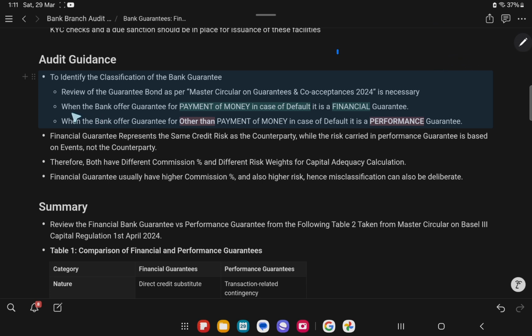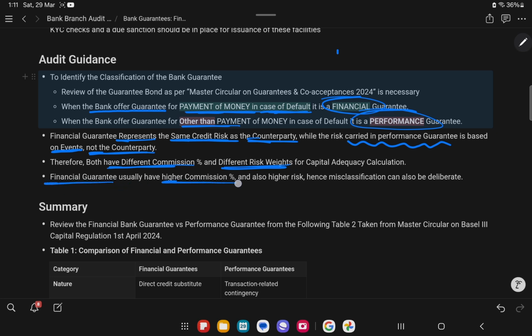Yeah. And when the bank offers guarantee for payment of money in case of a default, it's a financial guarantee, while otherwise it's a performance guarantee. A financial guarantee represents same credit risk as the counterparty. So in this case, what you are facing is the default risk of the borrower. But while we are looking at the performance guarantees, the risk is based on events and not the counterparty. So you are facing a broader risk. So therefore, they both have a different commission and a different risk weight.